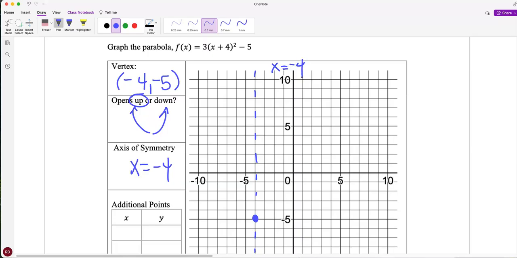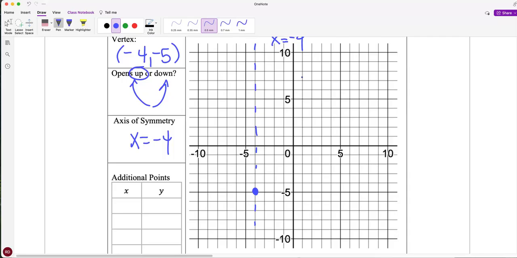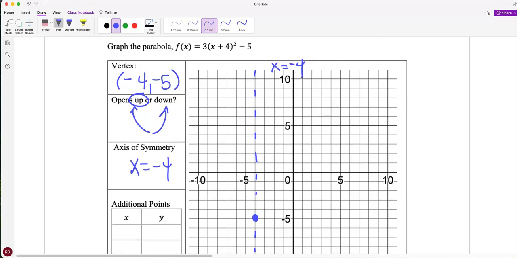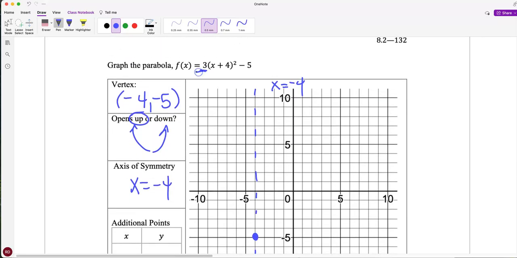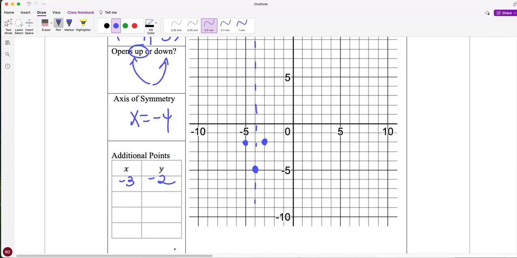Okay, so if I want to find points that I plot, normally I go over 1, up 1, because I'm squaring, but here, instead of going up 1, I'm going to go up 3. So over 1, up 3, that puts me at that point, and then I get a matching one right there. So -3, -2, and what, -5, -2?